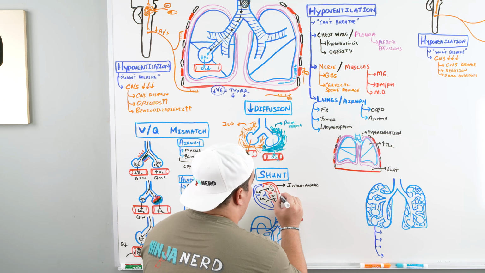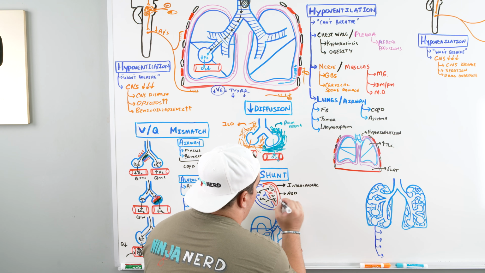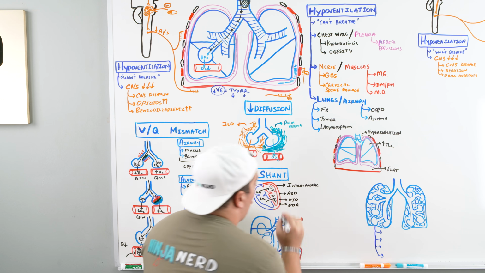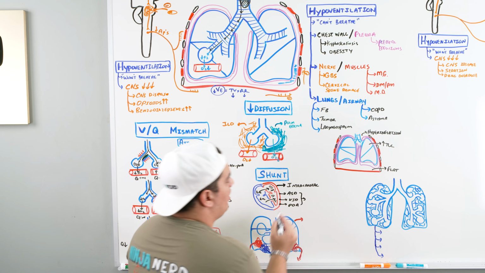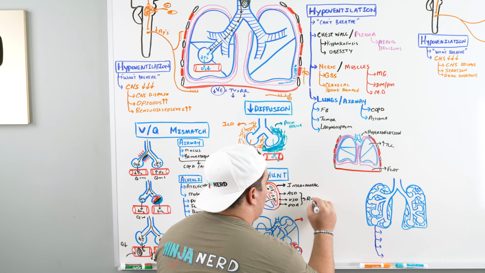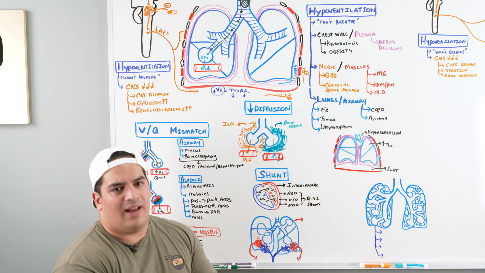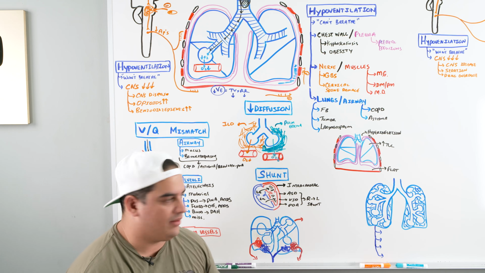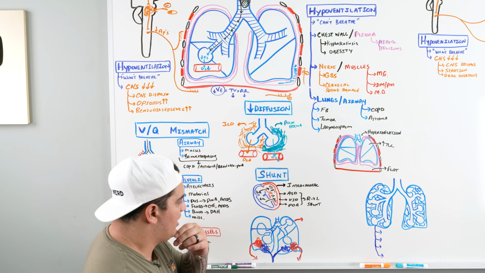So think about maybe ASDs, VSDs, PDAs, all of these things that are acting, particularly they'd have to have Eisenmenger syndrome, if you remember from our congenital heart disease. They have to have some degree of right to left shunt. So usually in their early life, they usually are left to right, but if they have Eisenmenger syndrome, they may develop a right to left shunt. So think about those particular types of situations.